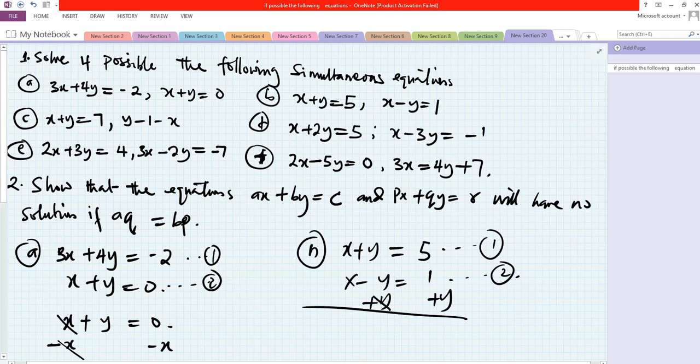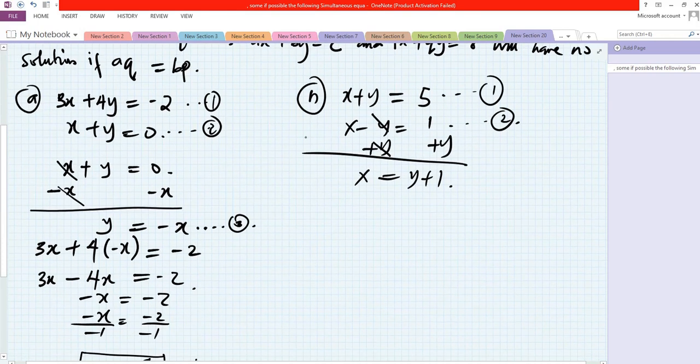Now this will cancel this. I have x, then this will now be y plus 1. So that means x is equal to y plus 1. Substituting this into equation 1, substituting x equal to y plus 1, anywhere you see x, you put y plus 1. So now we have y plus 1, because here is x, then you write the remaining, which is plus y equal to 5. So equation 1 has been transformed into this form.